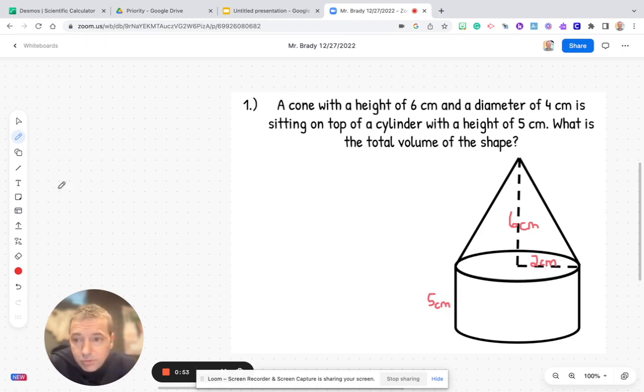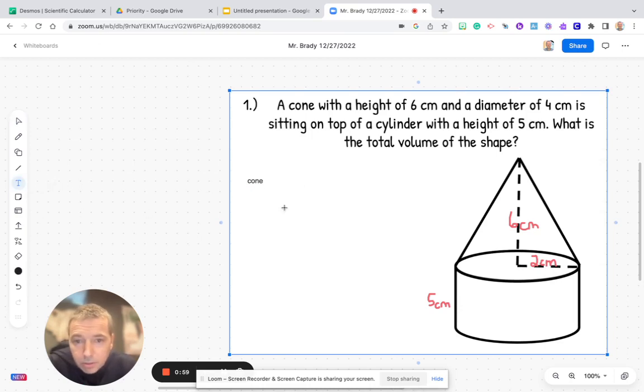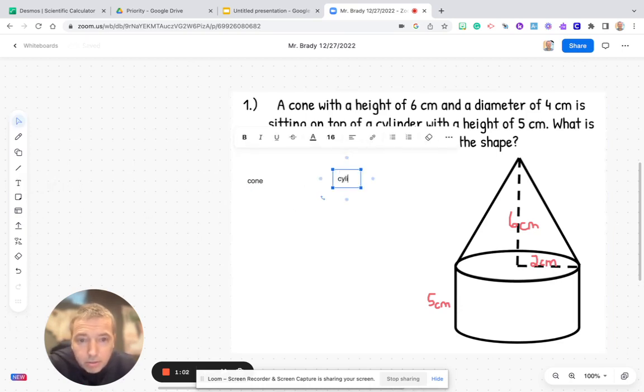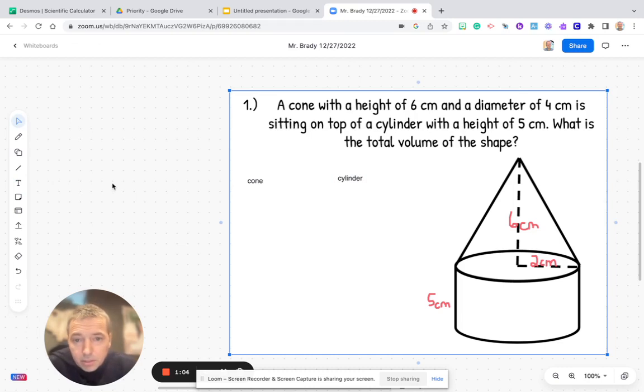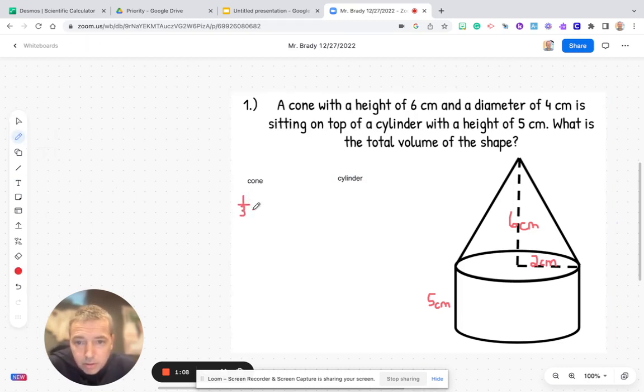So this time we have two shapes. So I'm going to make sure I write the two names. So I'm going to put cone over here. And I'm going to put cylinder over here. That way I don't get it mixed up. All right, so cone is going to be 1/3 times pi times r squared times h, right? And cylinder is just going to be pi times r squared times h.